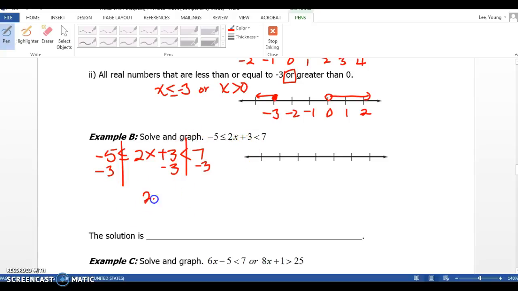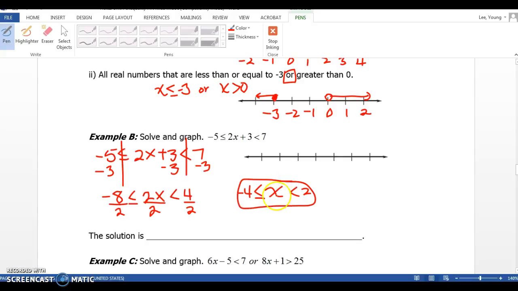Then look, 2x is less than 4, greater than or equal to -8. We're almost done. Then what? Then you divide by 2. So when we divide by 2, do I only divide 4? No. We have to divide -8 as well. So my answer will be x is greater than or equal to -4, less than 2. How easy is that?